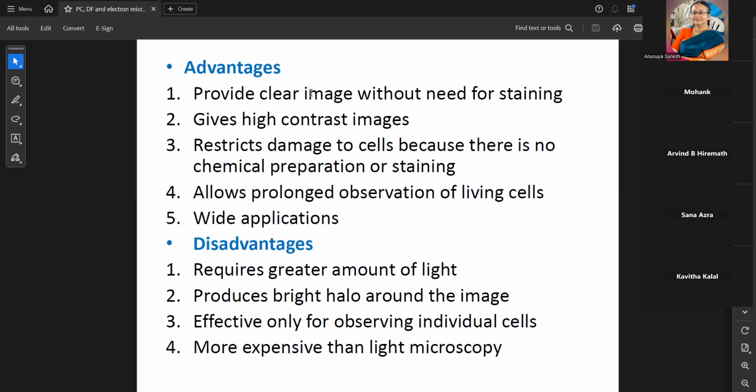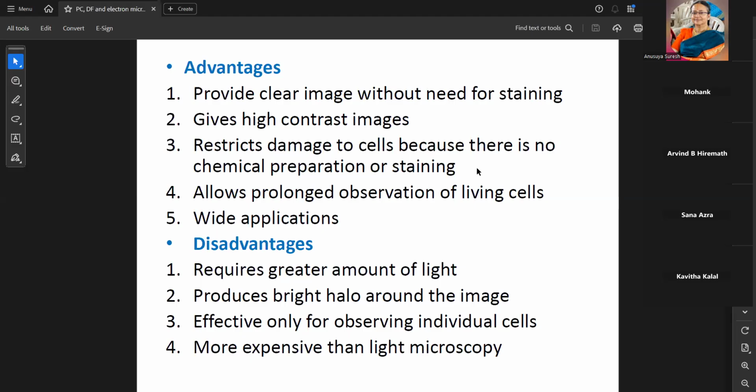If you remember, there are different types of staining that we can follow. We can have simple staining, in which we can have positive staining or negative staining. Or we can make use of gram staining, or acid-fast staining. But in all those procedures, there is one extra step of staining. But if you want to get a clear image without doing any staining procedure, then we can make use of this phase contrast microscopy. Now, the advantage is that it gives high contrast images.